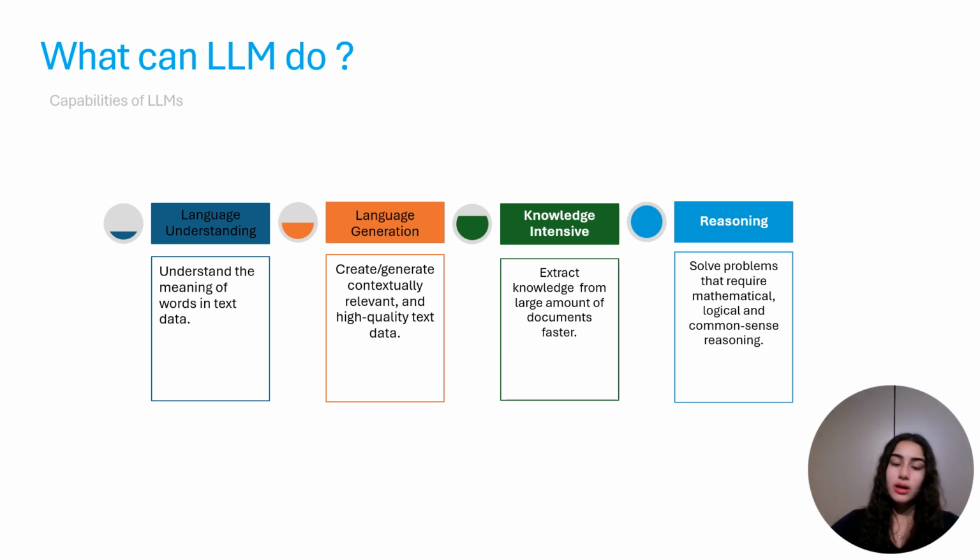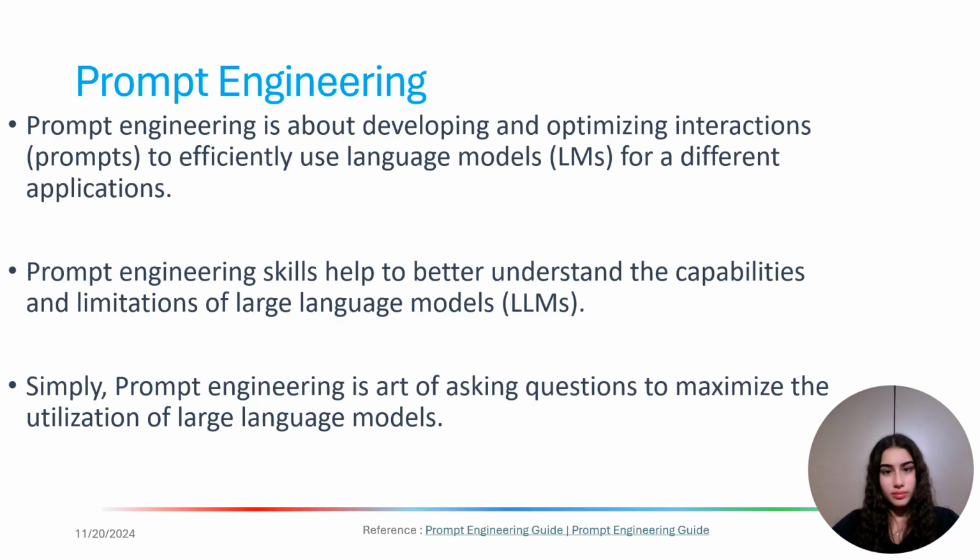Okay, the third thing that I want to discuss is knowledge intensivity, which is extracting knowledge from large amounts of documents faster. Fourthly, there's reasoning, which is solving problems that require mathematical, logical, common sense reasoning. These are powerful capabilities of large language models.